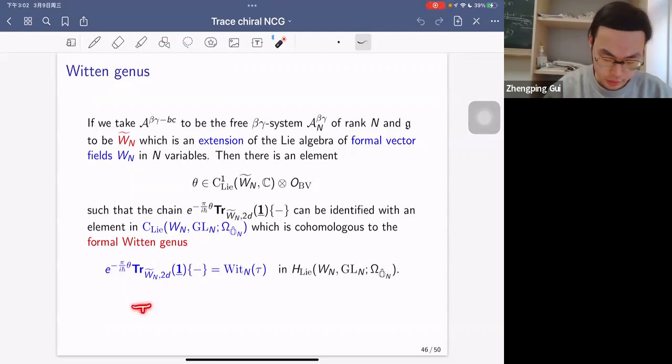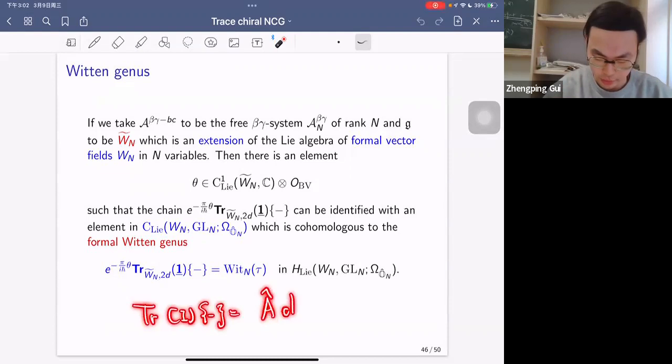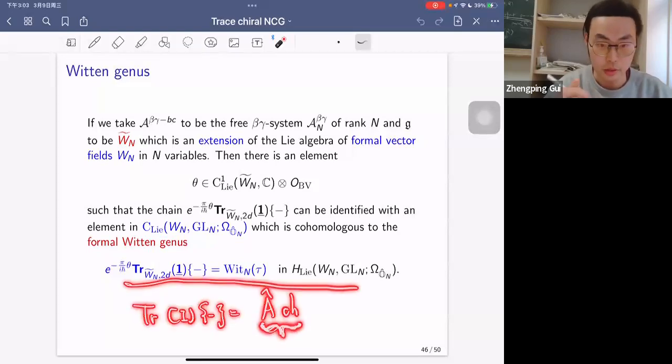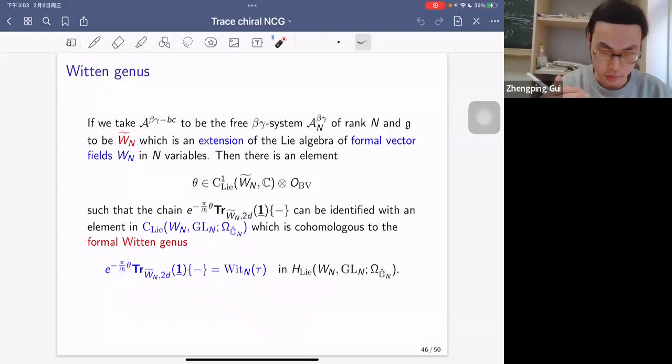Recall that in the one dimensional case, this statement is almost exactly the same. So it's the A-hat genus plus some kind of Chern character. This is the formal version, the formal characteristic class. So this is just a two-dimensional analog of that statement.